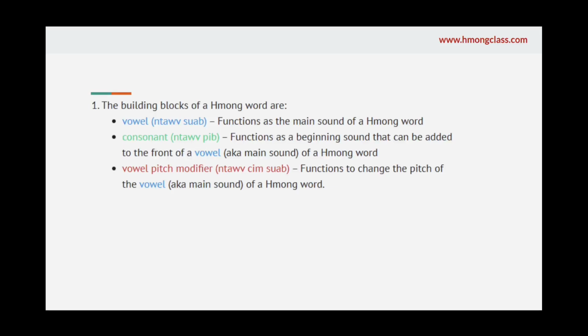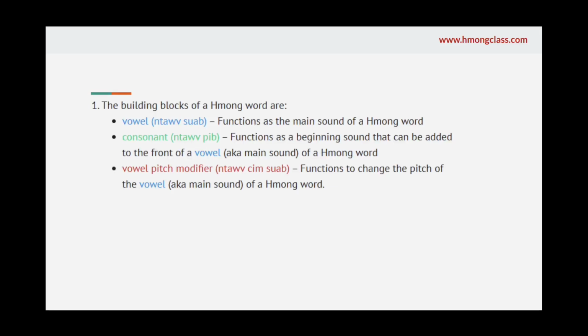The first rule that we're going to go over is that the building blocks of a Hmong word are these 3 things. 1, vowels, or do shua, and the vowels function as the main sound of a Hmong word. The second building block of a Hmong word is a consonant, or a ndopi, and it functions as a beginning sound that can be added to the front of a vowel, aka the main sound of a Hmong word.